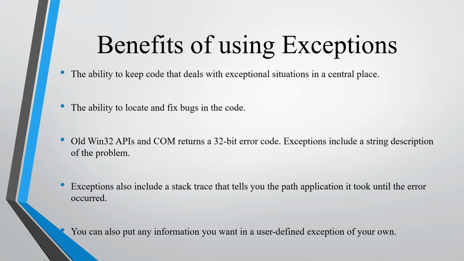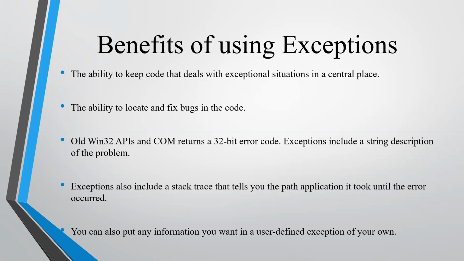There are some benefits of using exceptions. That's why we use them in our code. First is the ability to keep code that deals with exceptional situations in a central place. So basically we are maintaining a place, or a log history, which is a central place to record all the exceptions that occur in a program or application. It also gives us the benefit of locating and fixing bugs in the code.